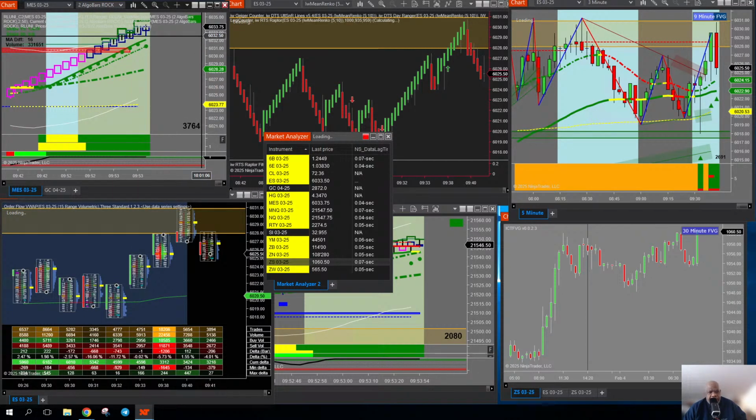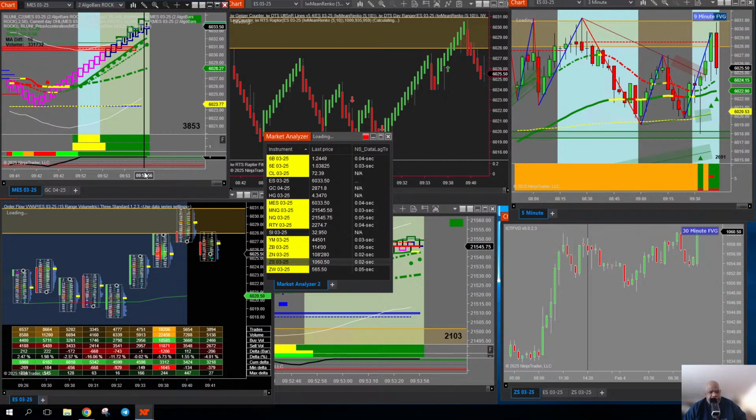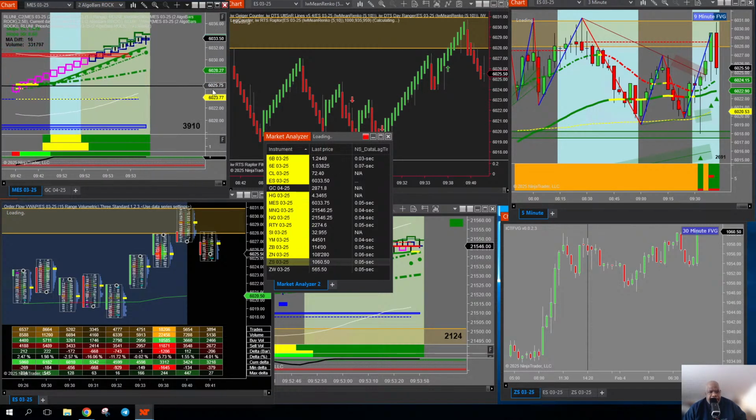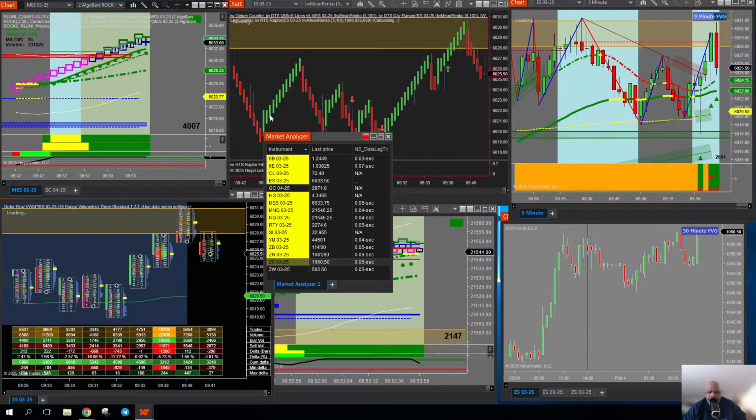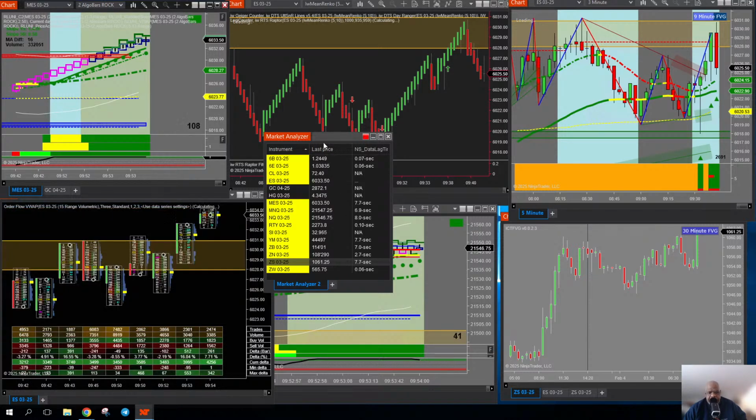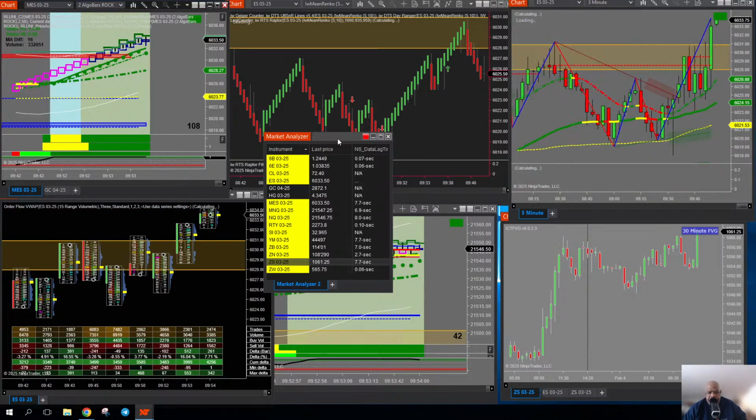As you can see, MES is definitely going higher. Let's see if we can get some data for ES. NQ is fine, it's only 4 seconds behind. All right, I'll move this out of the way.